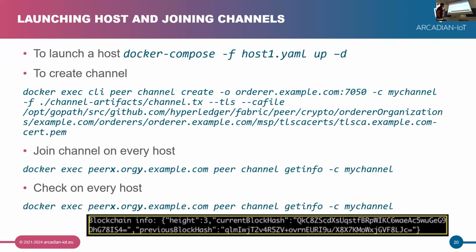Then, in the host that has the command line interface, we have to execute docker exec cli peer channel create. The following commands are for identifying the organization, in this case the orderer and the channel. This is the channel name. Then we have the cryptographic path to identify as organization 1.